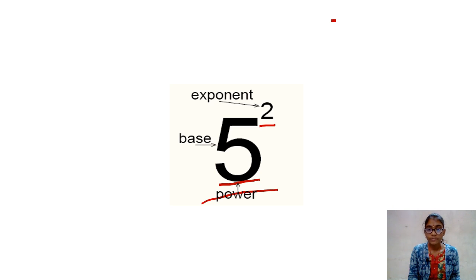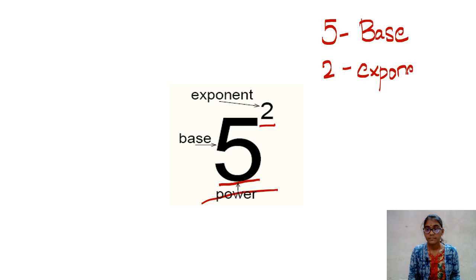Okay, let me write here. This 5 is called as base. 2 is called as exponent. And the whole term 5 exponent 2, this whole term is called as power. Now I hope you understand what is the difference between exponent and power and what is base, right?